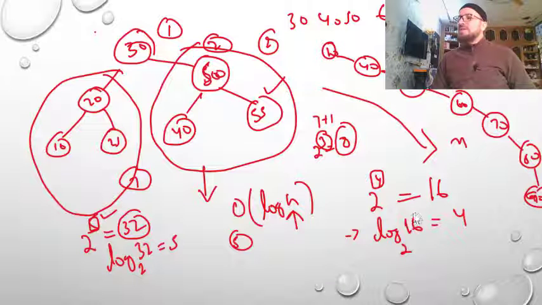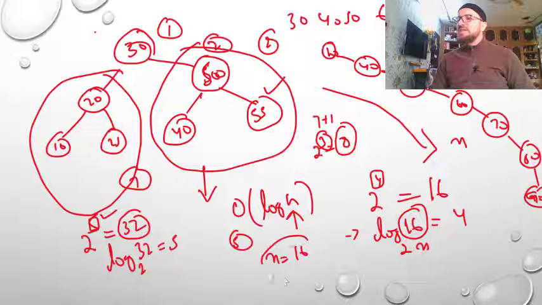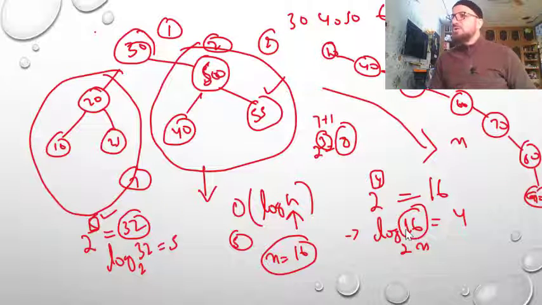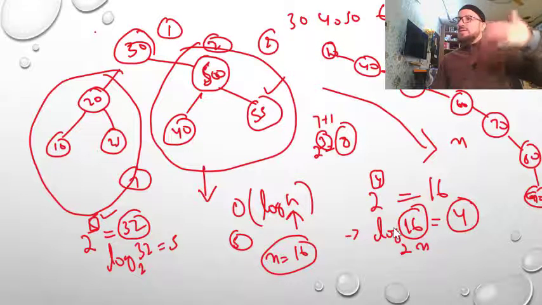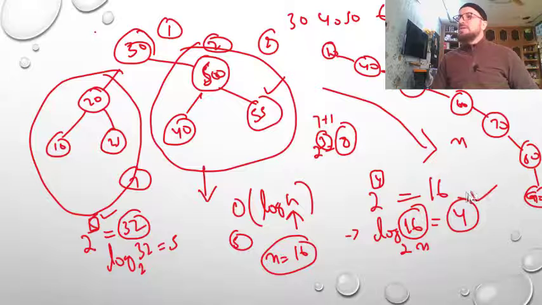In the same way, if I have 16 nodes, I will do log of 16, that is 4. So at the max, the complexity will be 4 iterations to search something. Now, is this a binary search tree? Yes, this is a binary search tree, but it is skewed. This is a right skewed binary search tree.